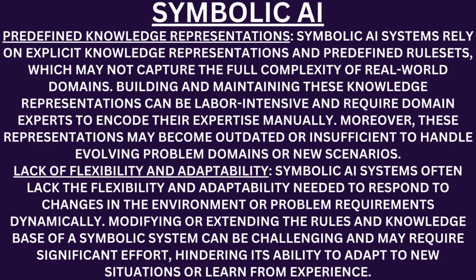problems. Predefined knowledge representations. Symbolic artificial intelligence systems rely on explicit knowledge representations and predefined rule sets, which may not capture the full complexity of real-world domains. Building and maintaining these knowledge representations can be labor-intensive and require domain experts to encode their expertise manually. Moreover, these representations may become outdated or insufficient to handle evolving problem domains or new scenarios.